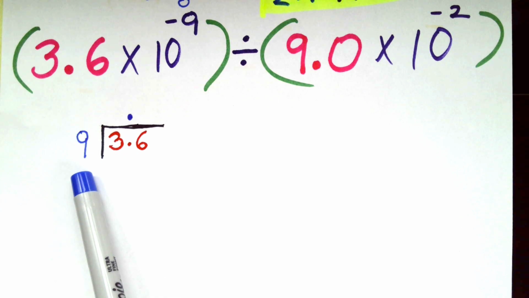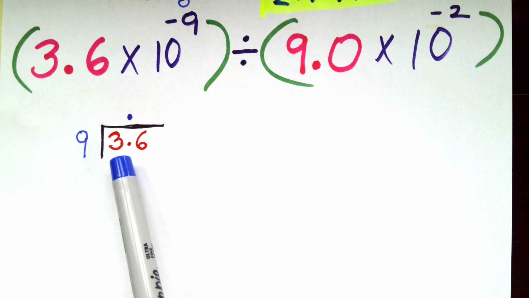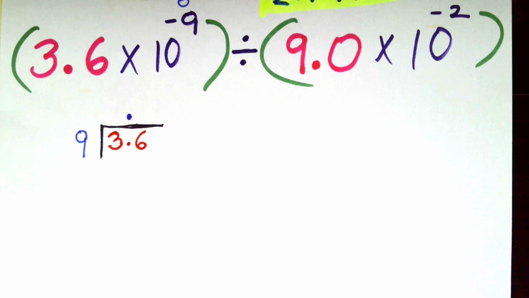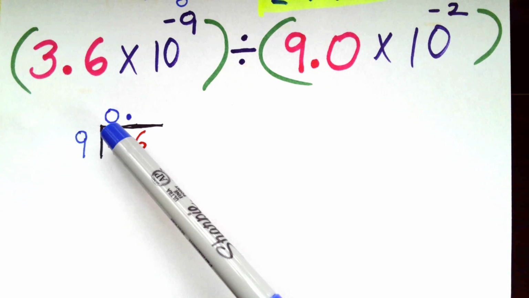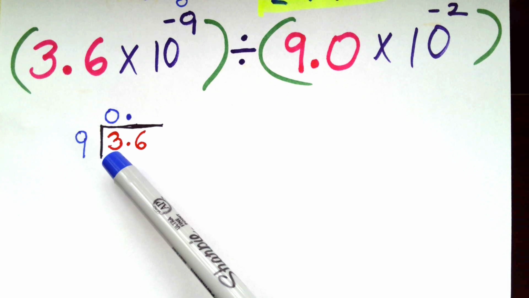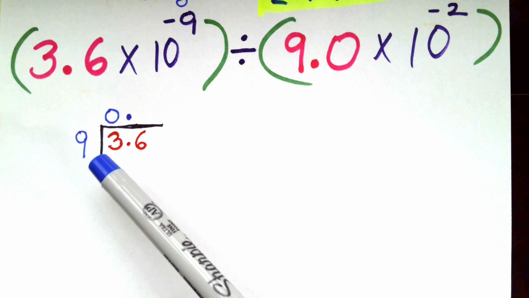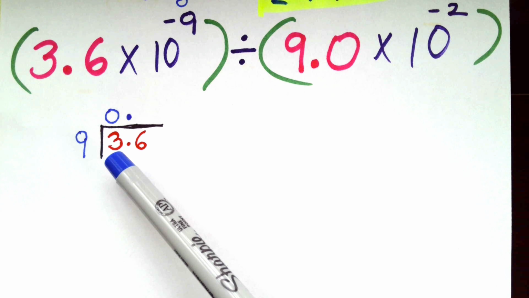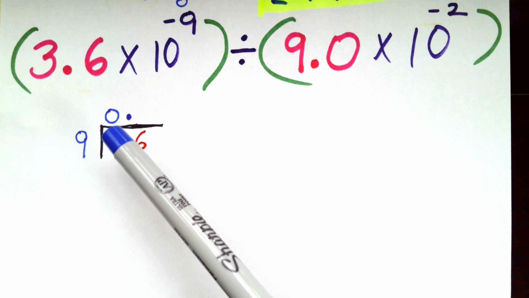Now I'm going to think to myself, 9 times what number, right above that 3, what number times 9 would give me 3? There are no numbers in the world that, if you multiplied times 9, would give you 3 or less than 3. So I'm going to put a 0 up here.